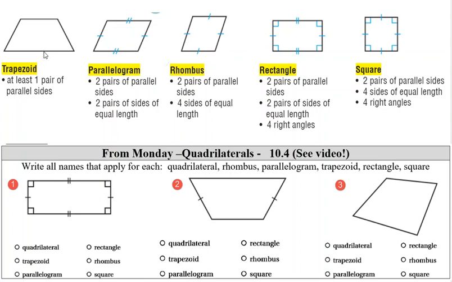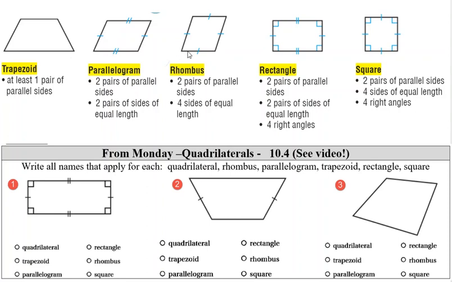We have a trapezoid, and it has at least two parallel lines. There's one here, and there's one here. Okay? The key word here is at least. We have a parallelogram, and this has two pairs of parallel lines. The right-hand side is parallel to the left. The top is parallel to the bottom, but they are of different lengths.